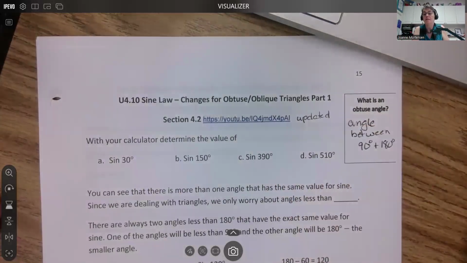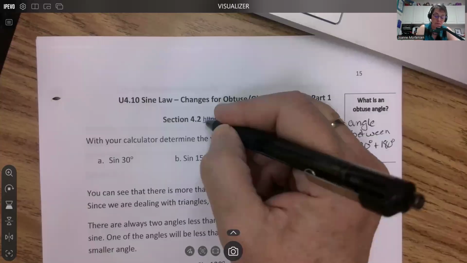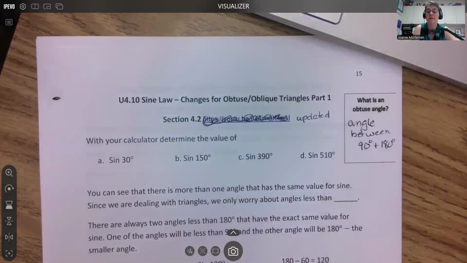So I'm updating all the notes because Mark showed me some cool math tricks. So this will change. You'll have the actual right one. All right, calculator time.